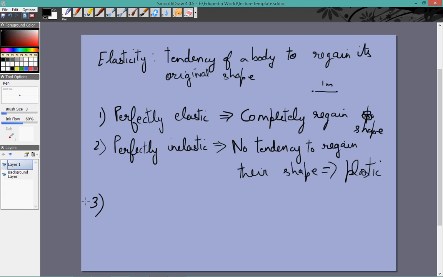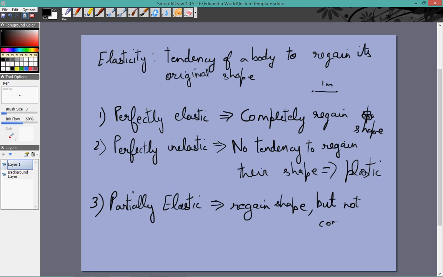The third and basically the type of bodies which every realistic body falls into, those bodies are partially elastic. That means they regain their shape, but not completely. Now if you look at it from a strict point of view, no realistic bodies are actually perfectly elastic or perfectly inelastic. Every body is partially elastic. The only difference is the extent to which they tend to regain their shape.